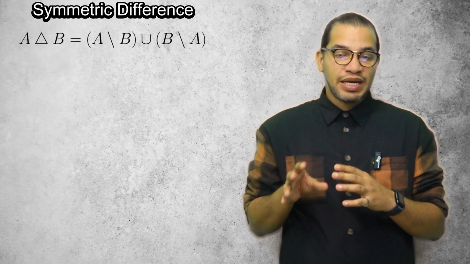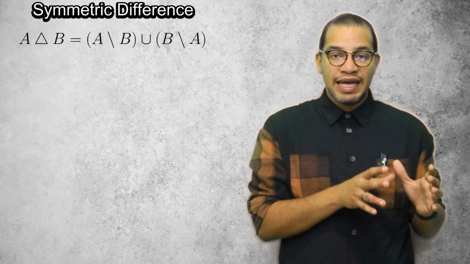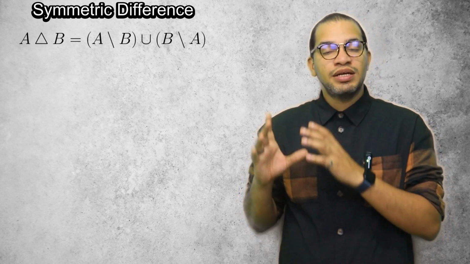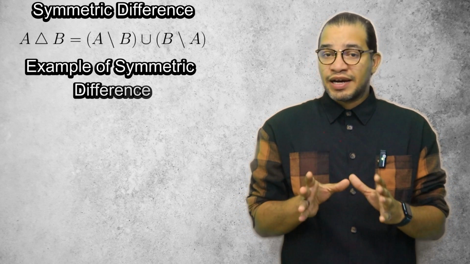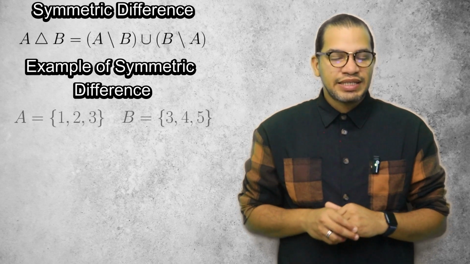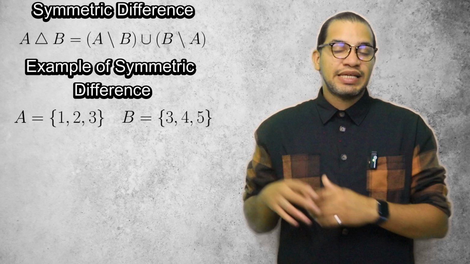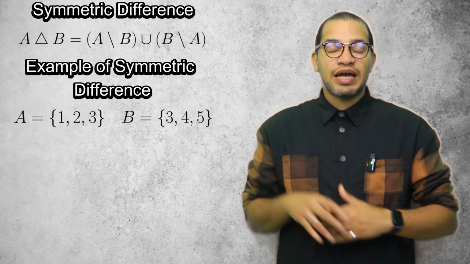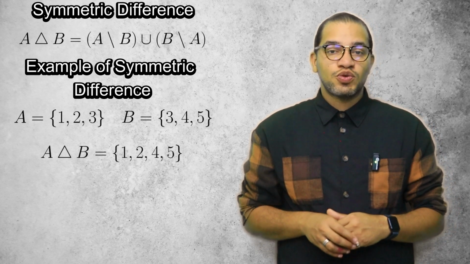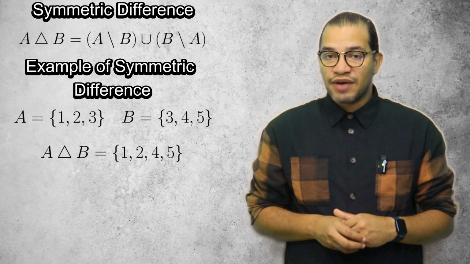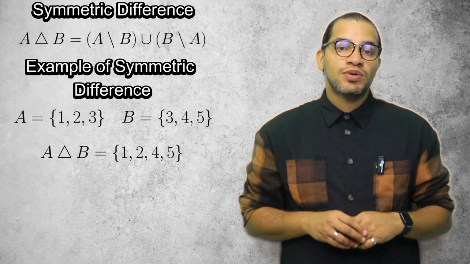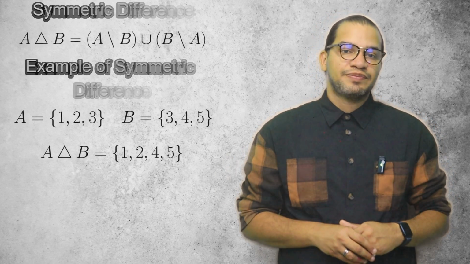And another important operation on sets is the symmetric difference. We define the symmetric difference between A and B as the union of A difference B and B difference A. Therefore, if we have the sets A with elements 1, 2, and 3, and B the set with elements 3, 4, and 5, the symmetric difference between A and B will have the elements 1, 2, and 4, 5.